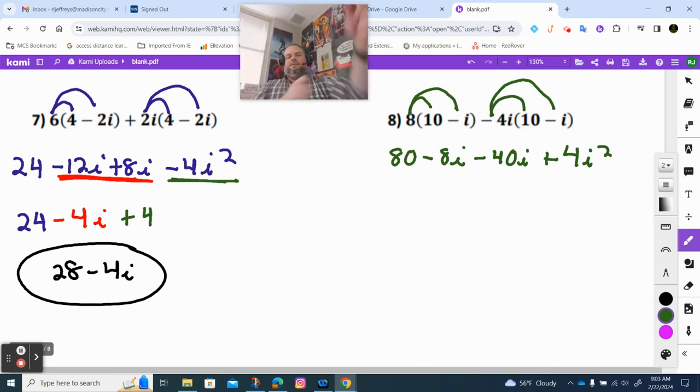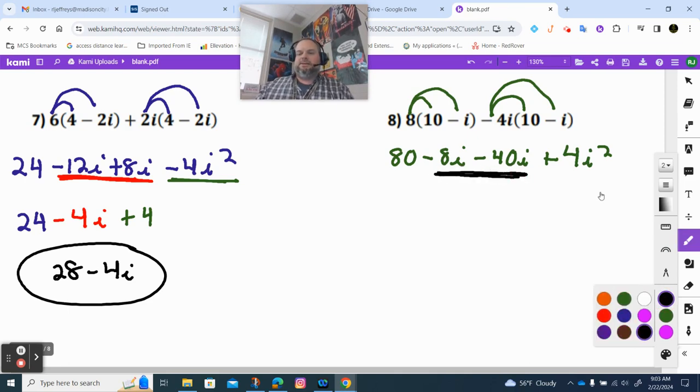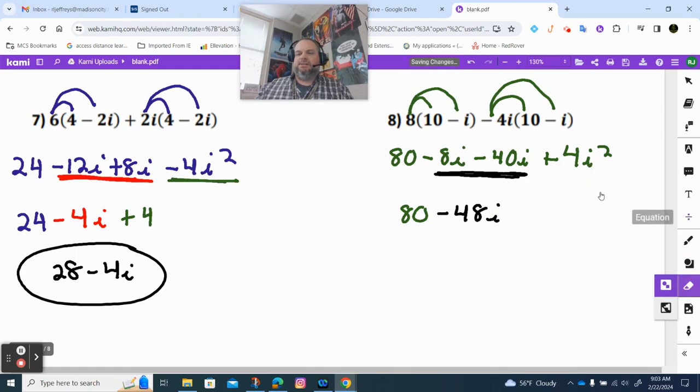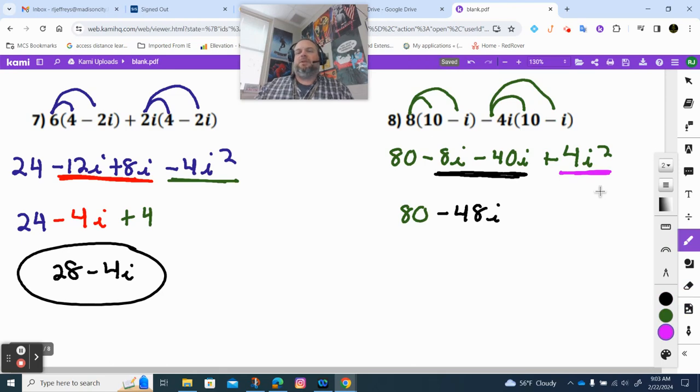All right. So what's going to happen here? We can combine these. This gives us negative 48i. All right. What's going to happen right here with this plus 4i squared? And then our final answer, 80 minus 4, 76 minus 48i.